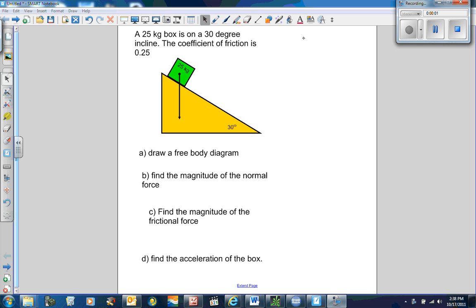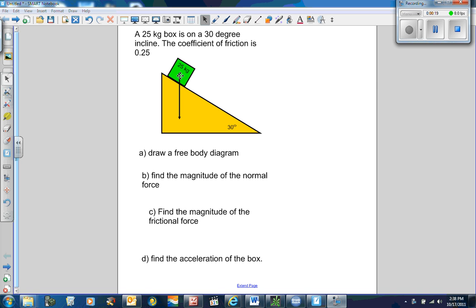This is a problem on the worksheet that I gave you in class. It's number 3, and it's a good problem to know how to do for the test. Basically, you have a 25 kilogram box on a 30-degree incline. The coefficient of friction is 0.25. So we know there's friction on here. First thing we're going to do is draw a free body diagram.